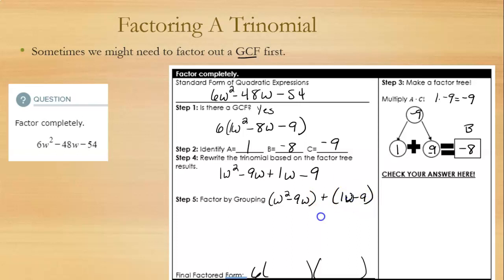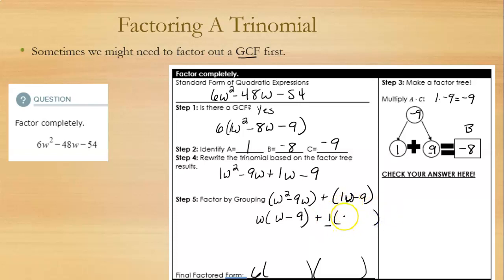That's messy. These two have a common factor of w, so w squared minus 9w. We're going to divide both of these by w, so that leaves me with w minus 9. For this one, these can only be divided by 1. There has to be a number here. We can't just leave it blank.